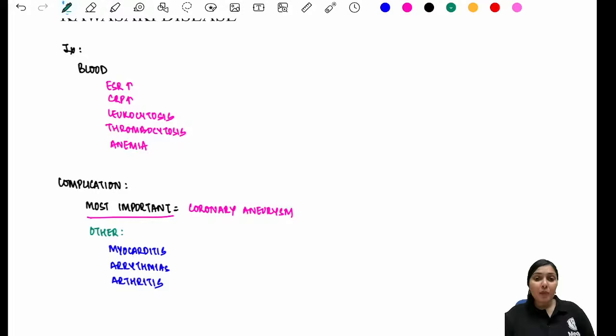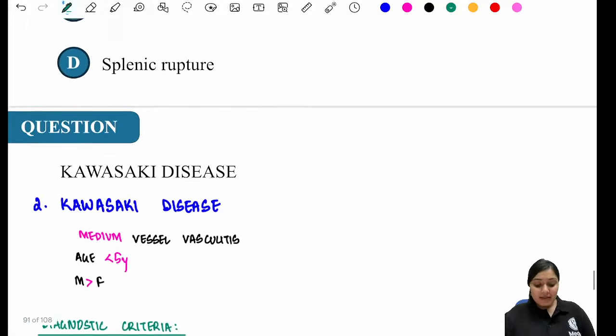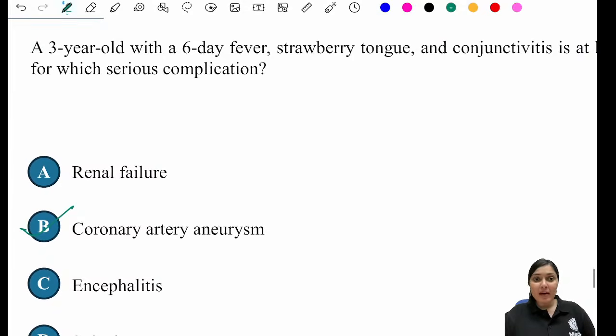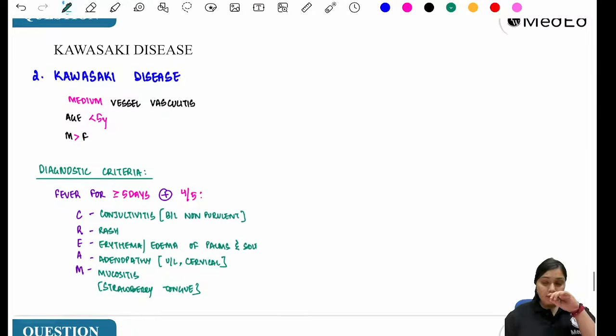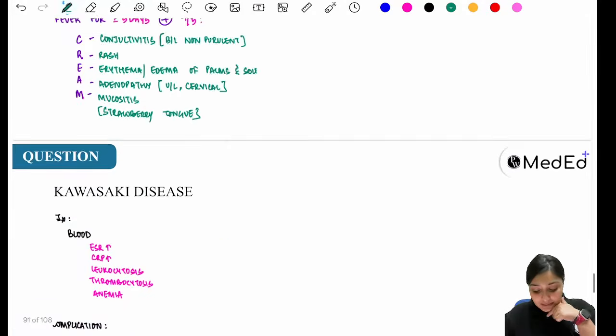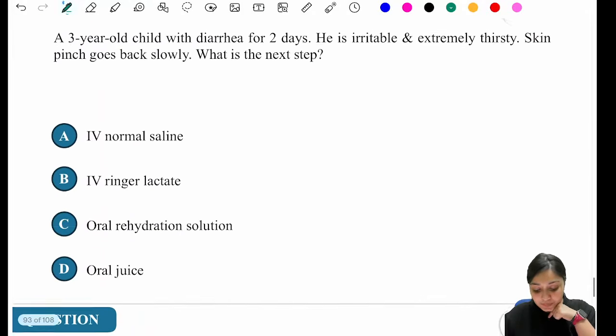And one dreaded complication that we are worried about is coronary aneurysm. Apart from that, we can see myocarditis, arrhythmias, arthritis. So remember, Kawasaki disease is a very important topic for your exam, and don't forget the serious complication, coronary artery aneurysm. Right? So with that, let's move to the next question.